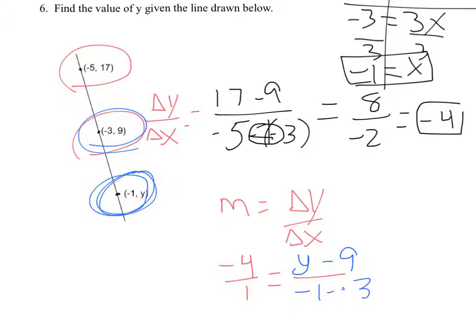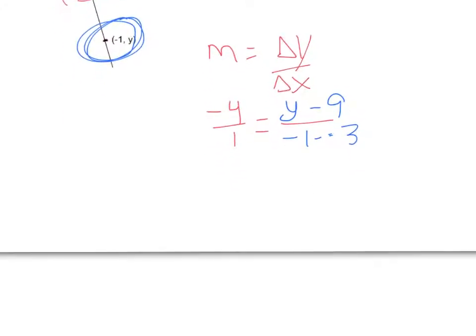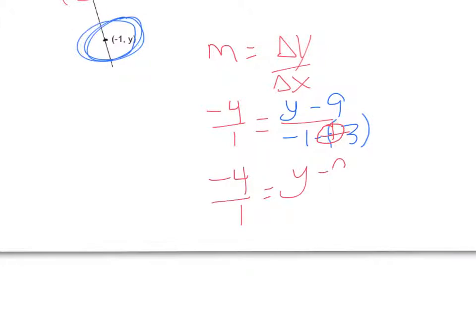Lots of negatives there to mess with you. Let's move this up so we have some room. Put parentheses around this negative 3 so I don't lose it. Okay, first thing that I would do is worry about what is negative 1 minus a negative 3. And I'm going to fix it right here. A negative and a negative become positive. So really I'm going to be doing a negative 1 plus 3 there. So I've got negative 4 over 1 equals y minus 9 over negative 1 plus 3 is 2.